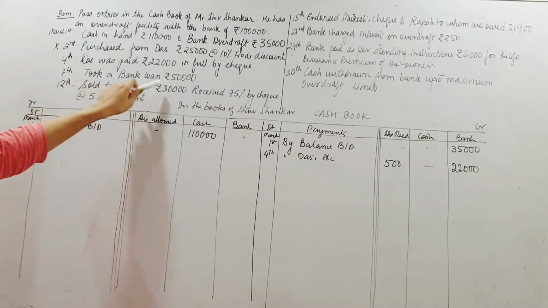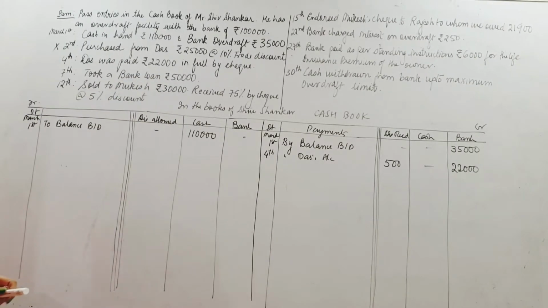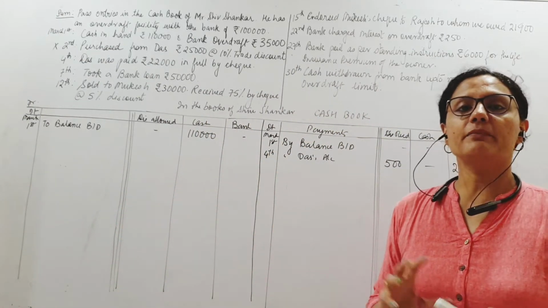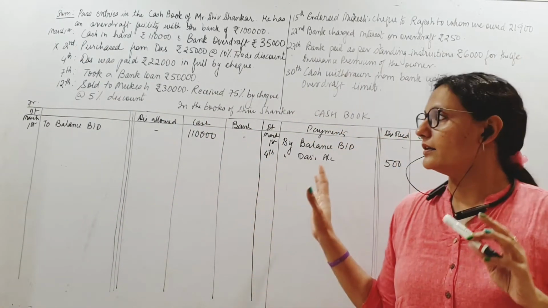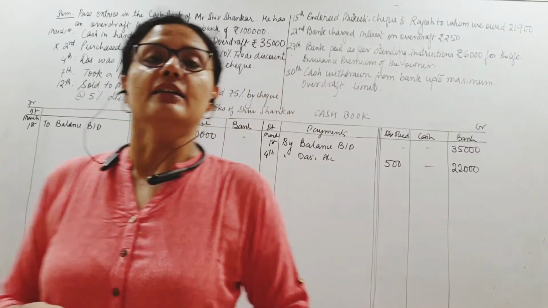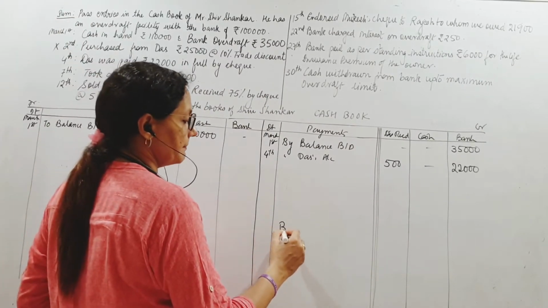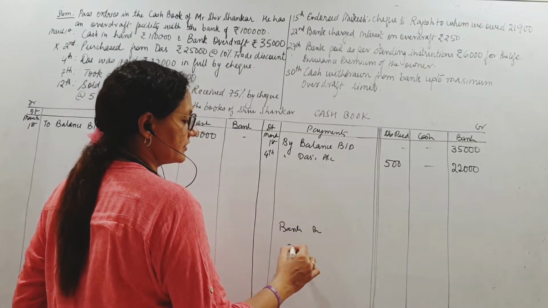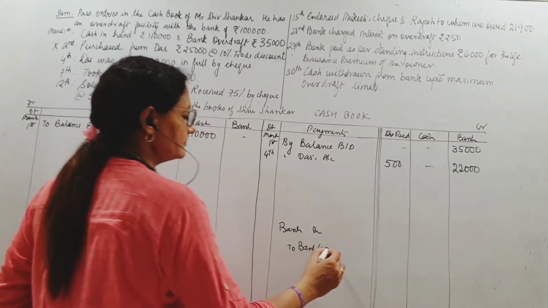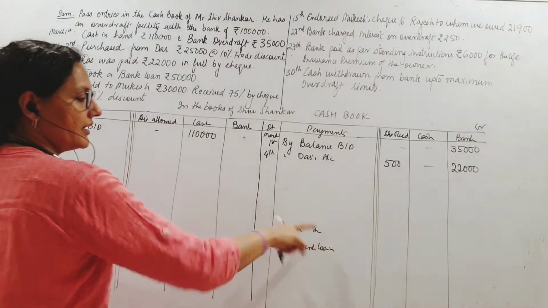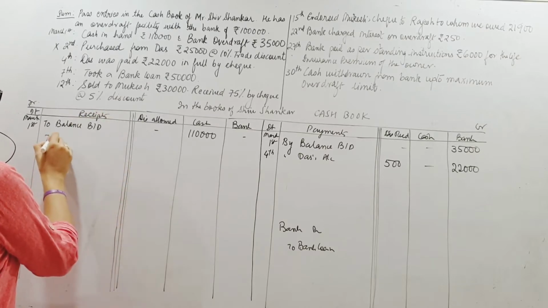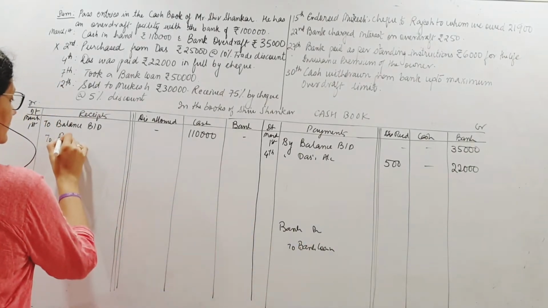Clear about that? Next, took a loan, bank loan, 50,000. It's a loan from the bank, a liability I have to pay. The money will be credited to my account, meaning it will be deposited in my bank account, from wherever I am taking the loan. The journal entry for that is bank account debit to loan from bank, or bank loan account credit. So money is coming into the bank, which means the receipt side. So this is the receipt side. You will write here to bank loan.